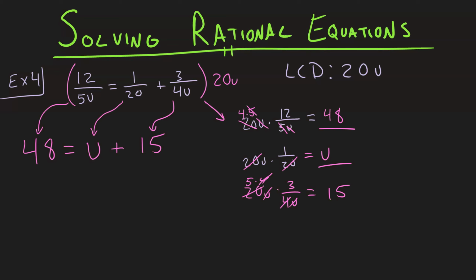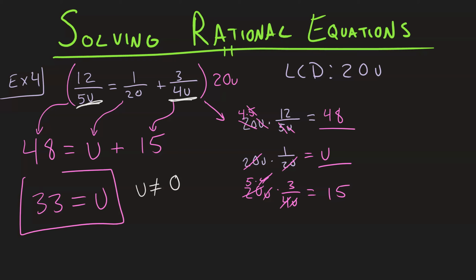So in multiplying by 20u, all of the denominators were canceled out. So we're left with, instead of 12 over 5u, that becomes 48. 1 over 20 becomes u. And 3 over 4u becomes 15. So now we just have to solve for u, which is a very, very simple one. In this case, 33 is equal to u. Of course, we want to make sure that our excluded values weren't used. But in this case, since we had 5u and 4u in our denominators, the only thing u can't be equal to is 0. So this is indeed our solution.